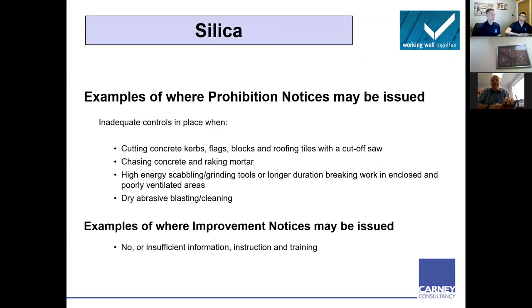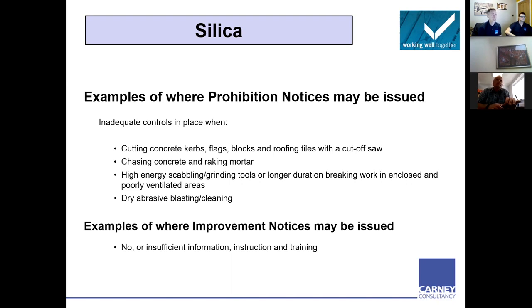So silica. The awareness is on the rise, I'd assume, because of the health implications associated with it, silicosis being the main one. Again, it's a chronic disease, and unfortunately, trying to shift people's opinion or culture or awareness is quite difficult because of the latency period, shall we say, which could take up to 40 years to develop something like silicosis. But some examples here of where prohibition notices may be issued.